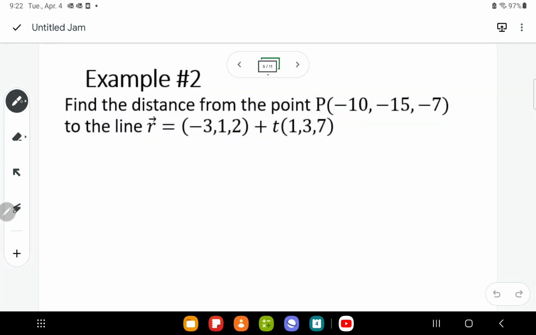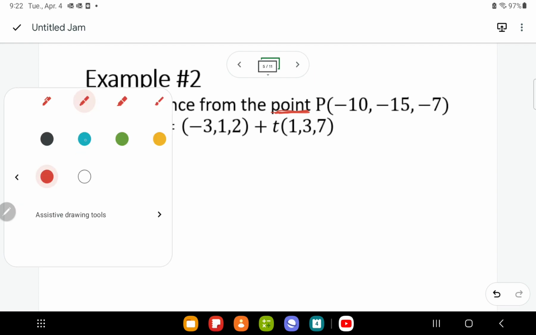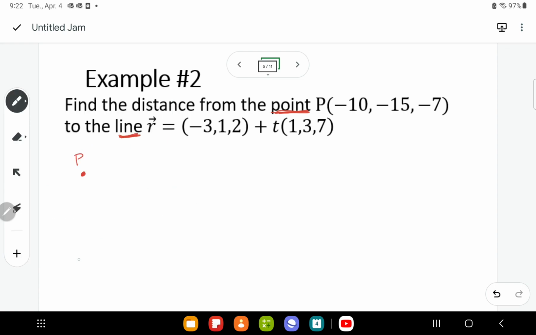Okay, next example. These are going to get a little bit harder each time. We're still looking at a point, and now we're looking at the distance from a point to a line. So let's again draw a little sketch and make a plan. So there's my point P. I'm going to draw the line that I know here. And from this line, so point P is negative 10, negative 15, negative 7.